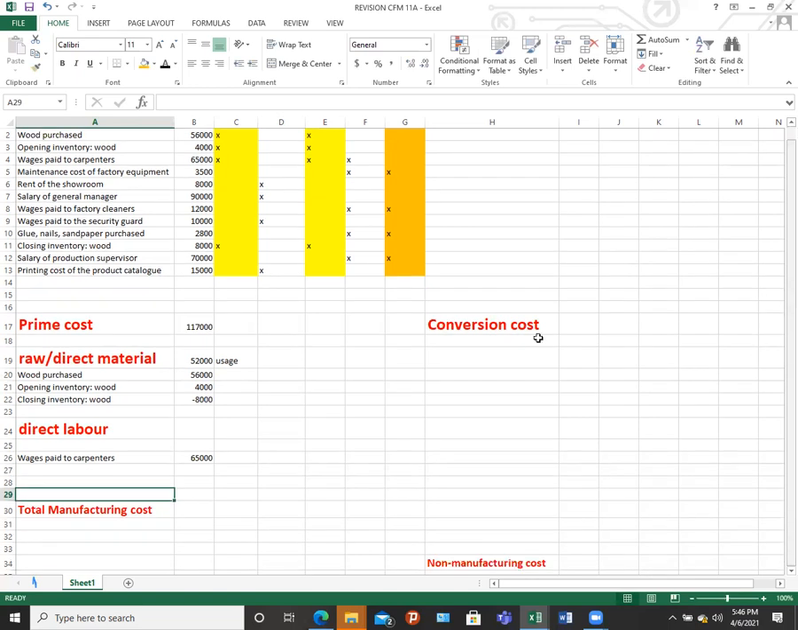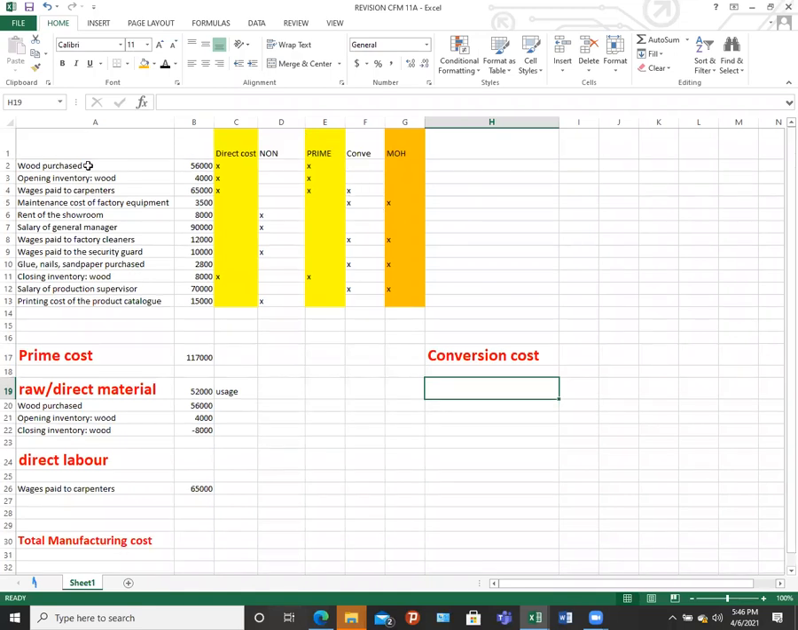Here, we are required to calculate our conversion cost. You know the formula for our conversion cost. If you look at your table, it will guide you. I'm going to take this one and this one and this one, because it's going to make my conversion cost. Your conversion cost is equal to what? Your direct labor. Let me copy this one. Your direct labor is equal to this amount. You're going to take the copy.